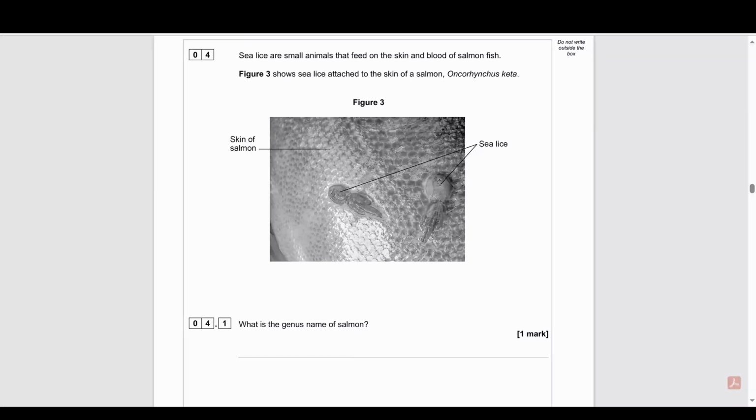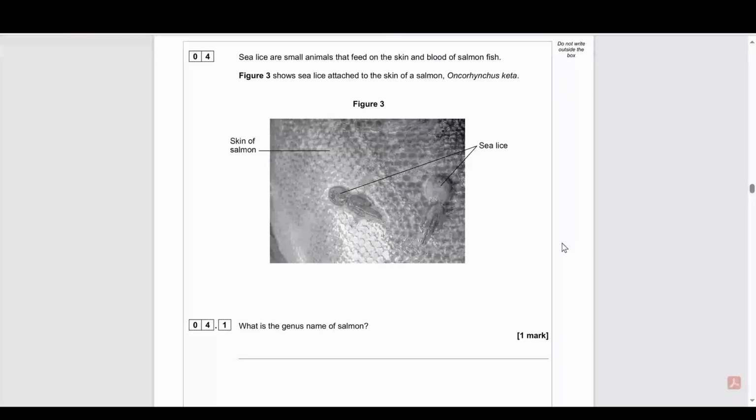This is part 2 of the walkthrough of the AQA GCSE Combined Science Biology 2023 Higher Tier Paper 2. Question 4. Sea lice are small animals that feed on the skin and blood of salmon fish. Figure 3 shows sea lice attached to the skin of a salmon.